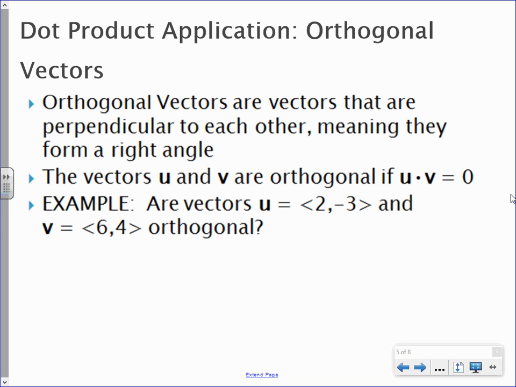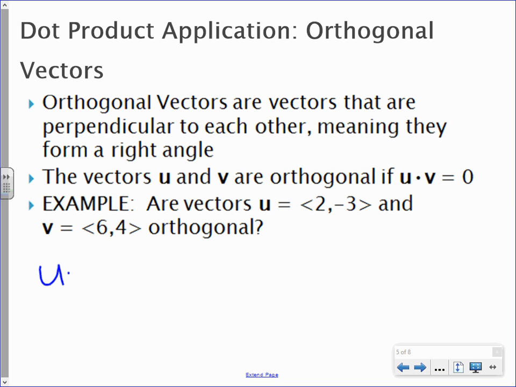Okay, so here are two vectors: (2, -3) and (6, 4). You'll get a question like this: are these two orthogonal? What do I want you to do? Find the dot product and show me the dot product. Don't just say yes or no, okay? Prove to me, yes or no, that they are.